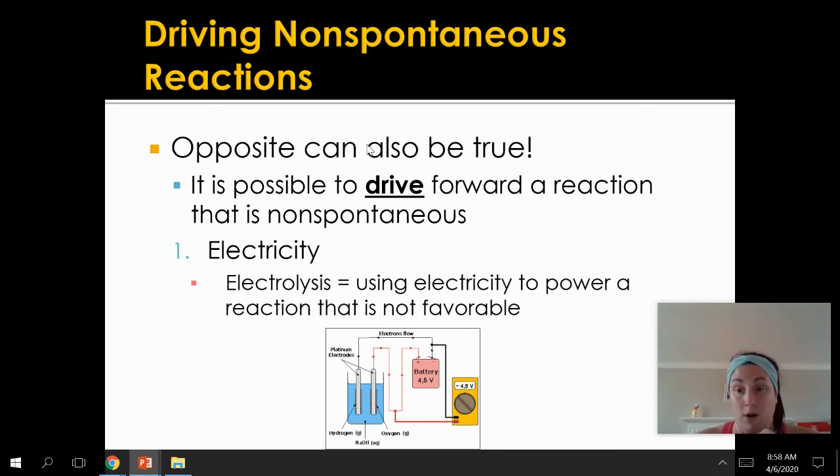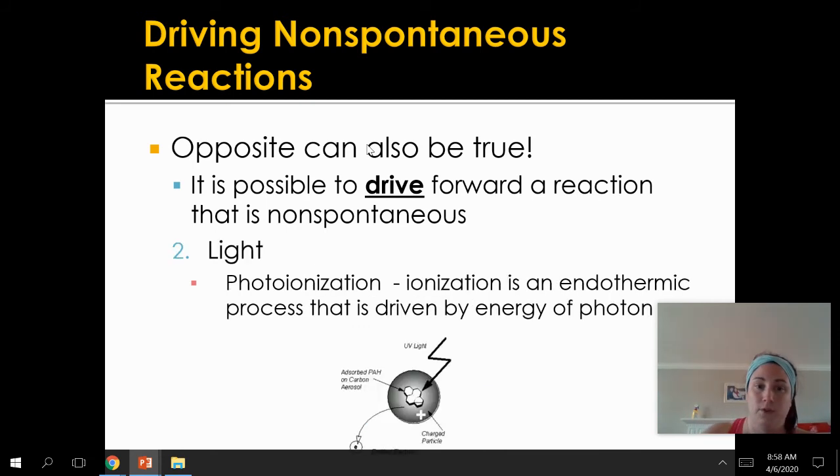We would have done it in our next unit if this had been a normal school year, and I would have had to proceed through another unit before the AP test called electrochemistry. But we use essentially electricity in a battery to force a reaction forward that would not usually be spontaneous or favorable in the forward direction. We can also use a light source to do this as well. UV light is a common one that we can use to force a thermodynamically non-favorable reaction forward.